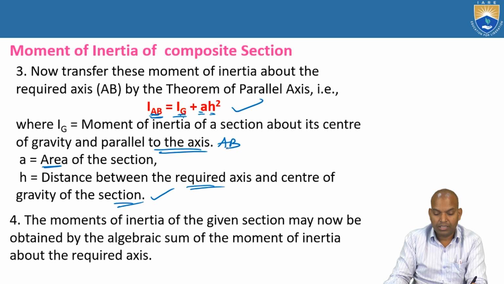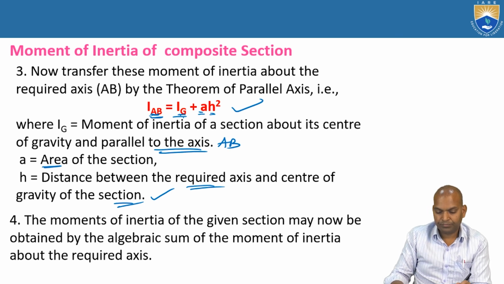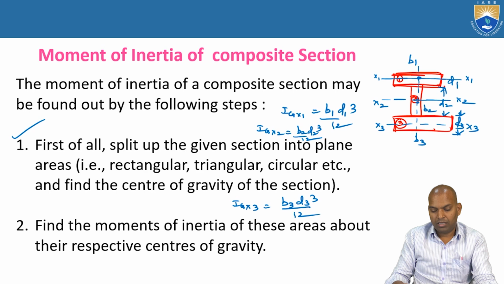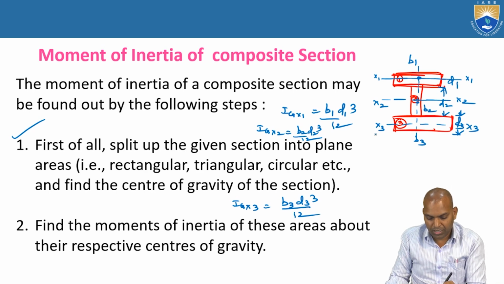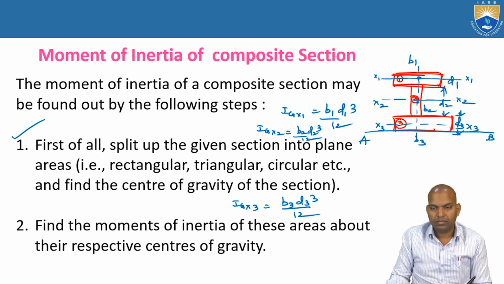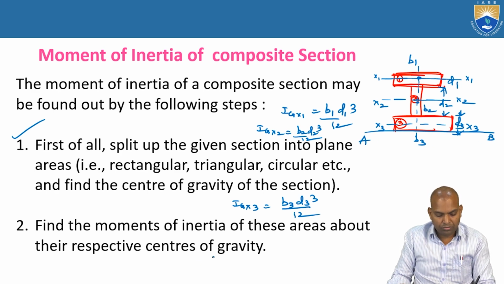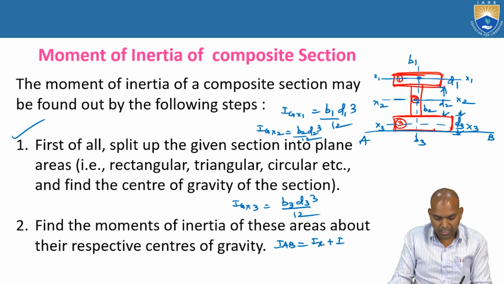That is the meaning. What is the meaning here now? Suppose, let us go back. Now, we want IAB about somewhere else here. IAB equals, there are three sections. Section 1 plus section 2 plus section 3, that is IXX1, IX2, IX3.